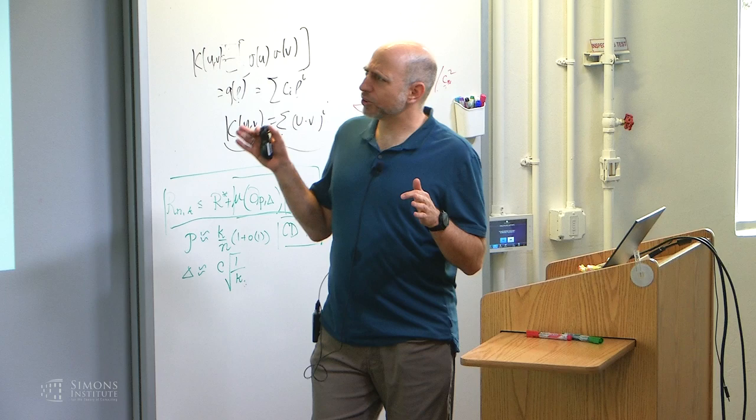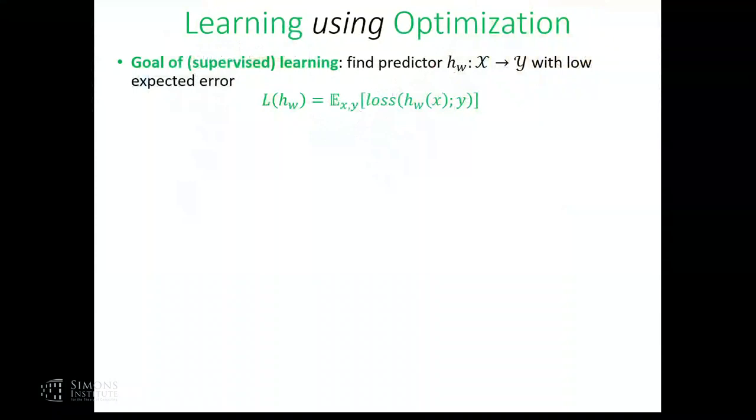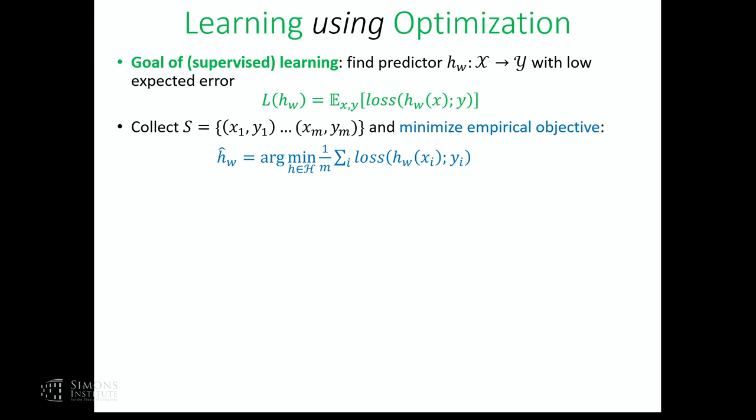But in order to understand that, let's just think of what is learning. What is the goal of learning? We're going to focus specifically on supervised learning. The goal of supervised learning is just to find a predictor which has a good expected error on the population. The only problem is we actually don't know the distribution of the population. So instead, we collect a bunch of samples, and we can construct an empirical estimate for our population objective.